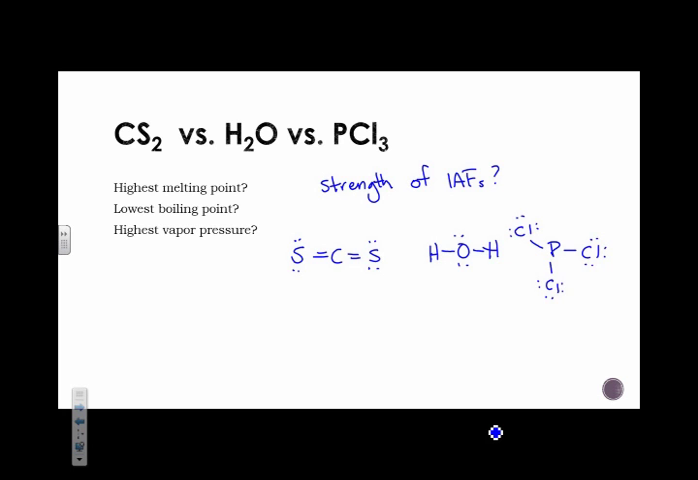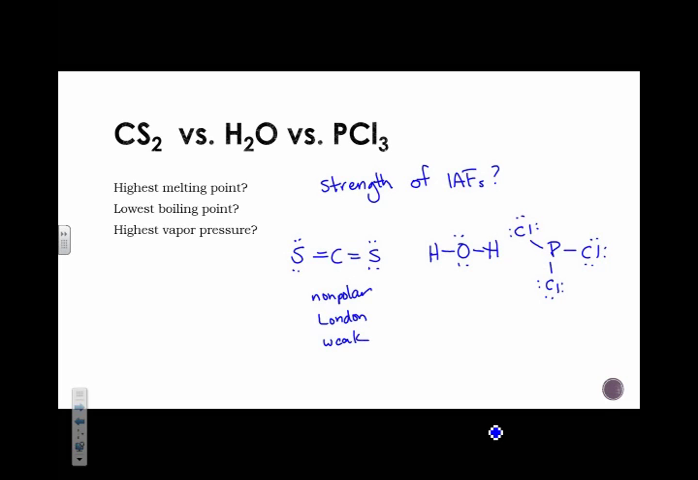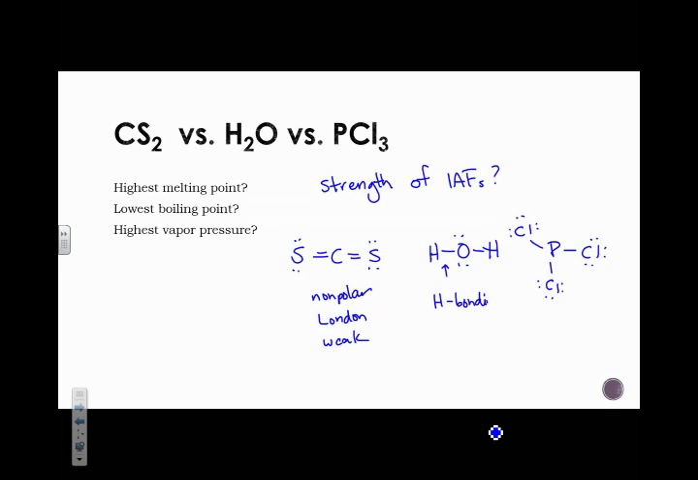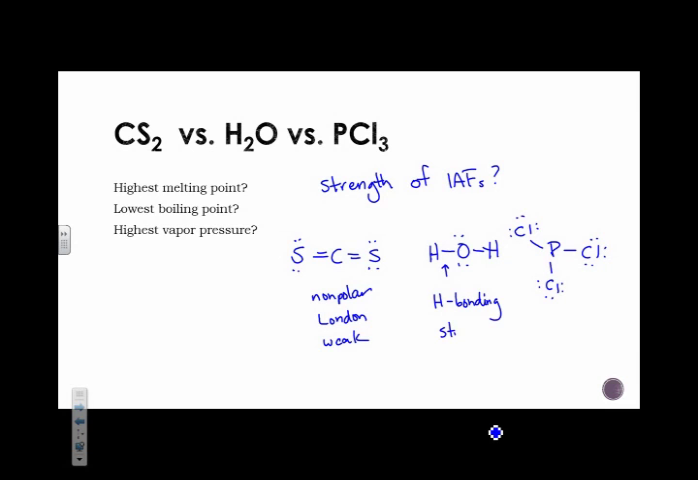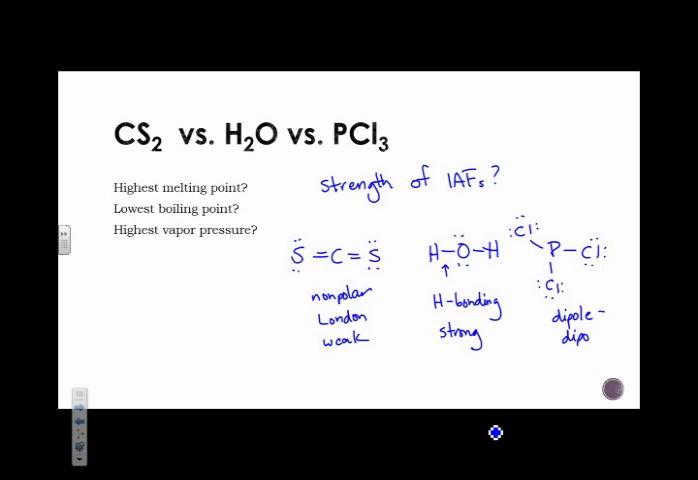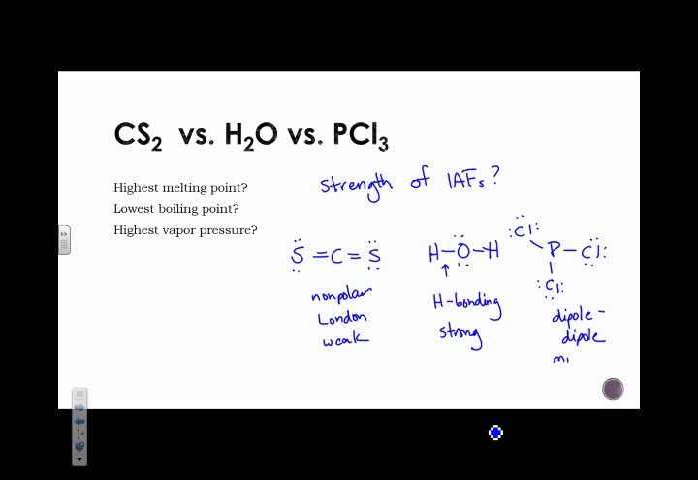And what we notice is that CS2 is a nonpolar molecule, and so therefore its strongest intermolecular attractive force is London, which is pretty weak. Water, on the other hand, has that OH bond, so we know it has hydrogen bonding as its intermolecular attractive force. That's pretty strong. PCl3 is a polar molecule that doesn't have OH, FH, or NH bonds, so it has dipole-dipole as its force, and that's in the middle.